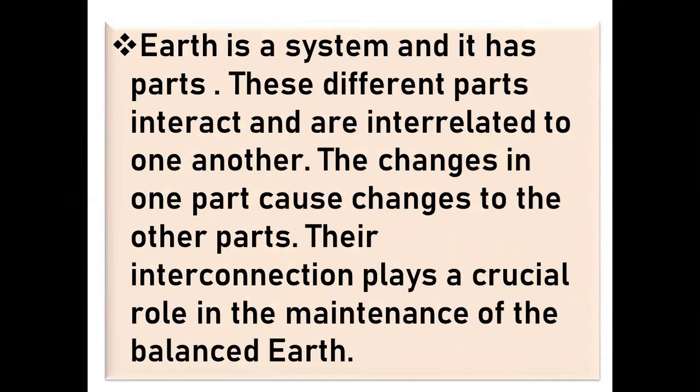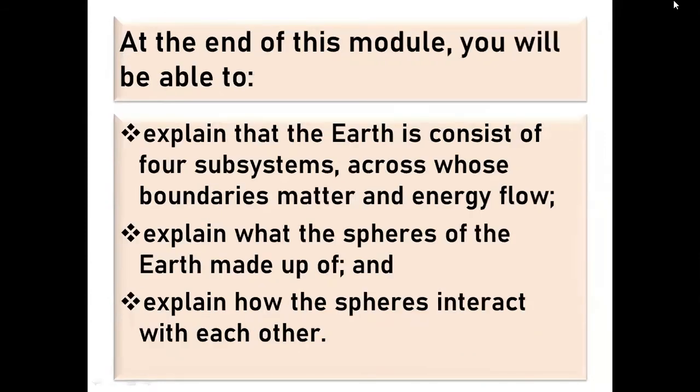The Earth is a system, but it has parts. These different parts interact and are interrelated to one another. The changes in one part cause changes to the other parts. Their interconnection plays a crucial role in the maintenance of a balanced Earth.